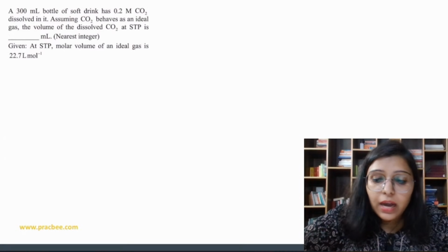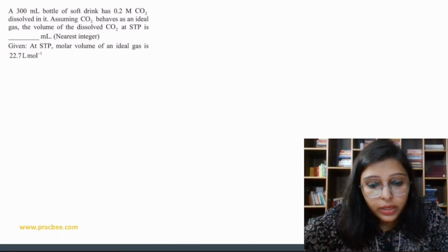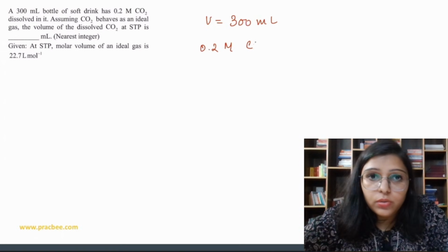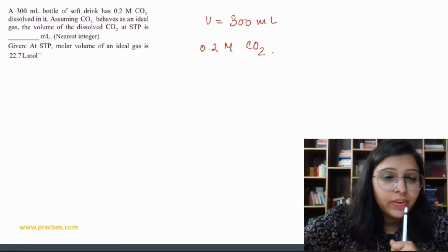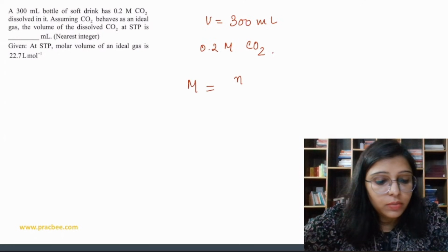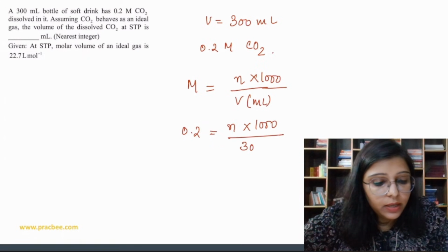Okay. Now let's do next question. A 300 ml bottle of soft drink has 0.2 molar CO2 dissolved in it. So volume is equal to 300 ml and 0.2 molar CO2. Assuming CO2 behaves as an ideal gas, find the volume of the dissolved CO2 at STP. So it's simply a mole concept question, right? First we are going to find out the number of moles of CO2. Molarity is equal to number of moles of solute divided by volume. If it is in ml, the numerator is multiplied by 1000. So this is 0.2 = number of moles of CO2 into 1000 divided by 300.